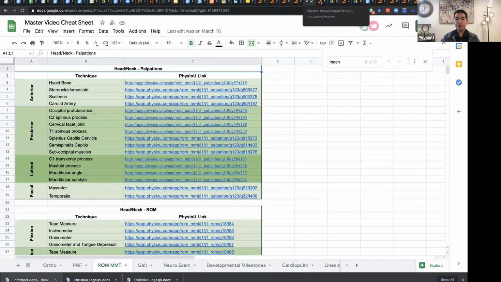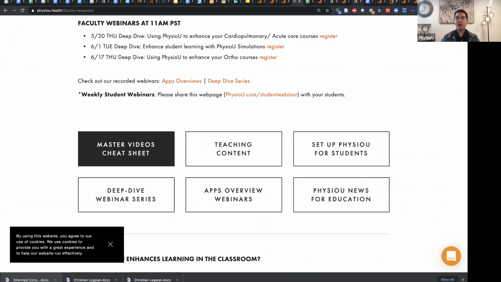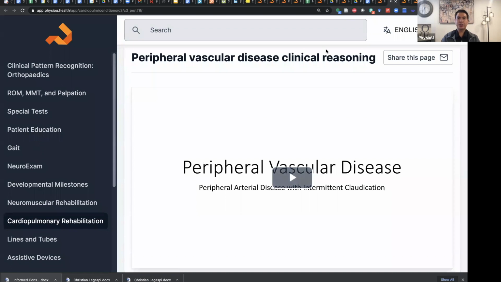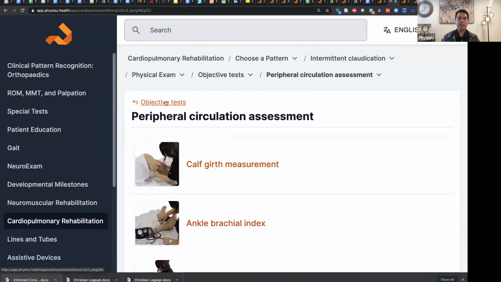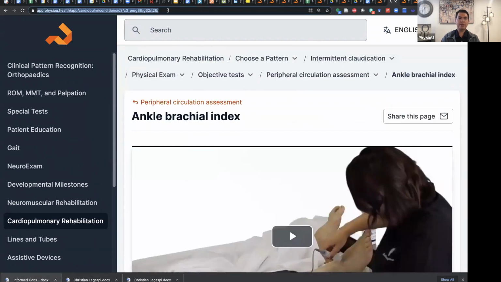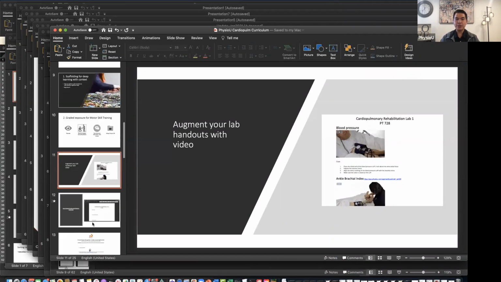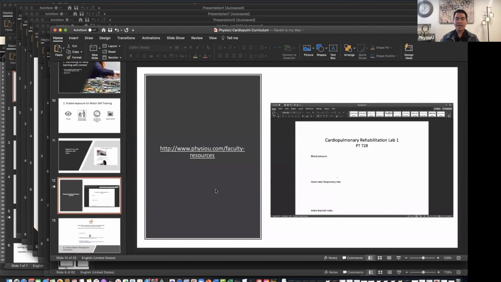The other way that you can do it is you can go straight into the app itself. So if I go back into the app and I choose a technique, physical exam technique, objective test, peripheral circulation assessment, ankle brachial index, I can grab this URL and copy and paste it. So you have a few different ways. The students, when they click on that link, will be asked to log in because they have their own subscription. Once they are logged in, they can just click away. And as you can see, the techniques will just come up. So that's one of the ways that you can augment your lab handout. Here's another lab handout. So you can basically cut and paste links into your lab handout.